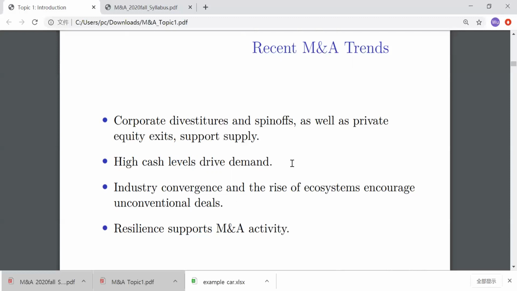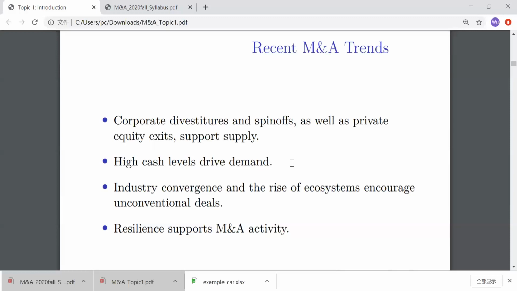On the demand side, many big public companies have growing levels of cash. The most famous example is Apple. We all know Apple has had a lot of cash in these years, right? So when a company has excessive cash, they need to find profitable growth and investment opportunities. One of those investment opportunities is to buy other companies. So that's the demand side.